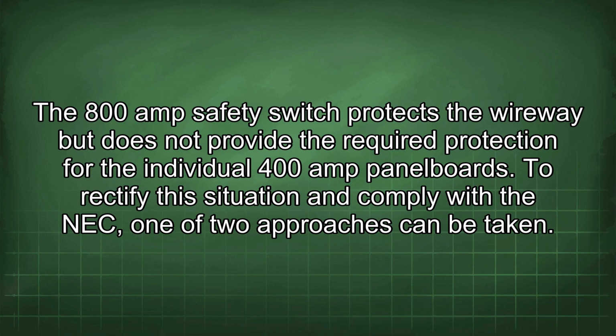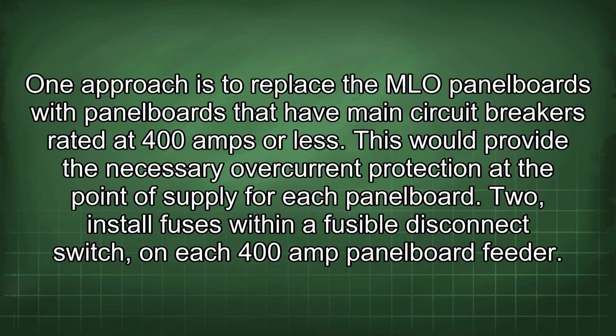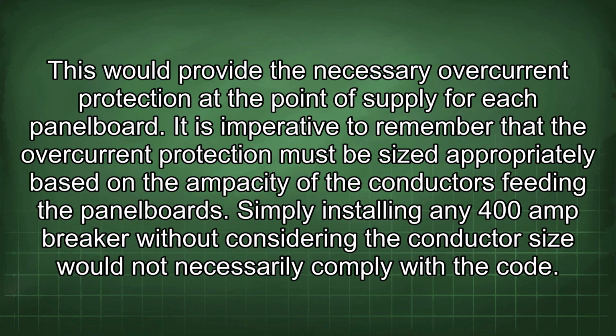The 800 amp safety switch protects the wireway but does not provide the required protection for the individual 400 amp panelboards. To rectify this situation and comply with the NEC, one of two approaches can be taken. One, replace the MLO panelboards with panelboards that have main circuit breakers rated at 400 amps or less. This would provide the necessary overcurrent protection at the point of supply for each panelboard. Two, install fuses within a fusible disconnect switch on each 400 amp panelboard feeder. This would provide the necessary overcurrent protection at the point of supply for each panelboard.